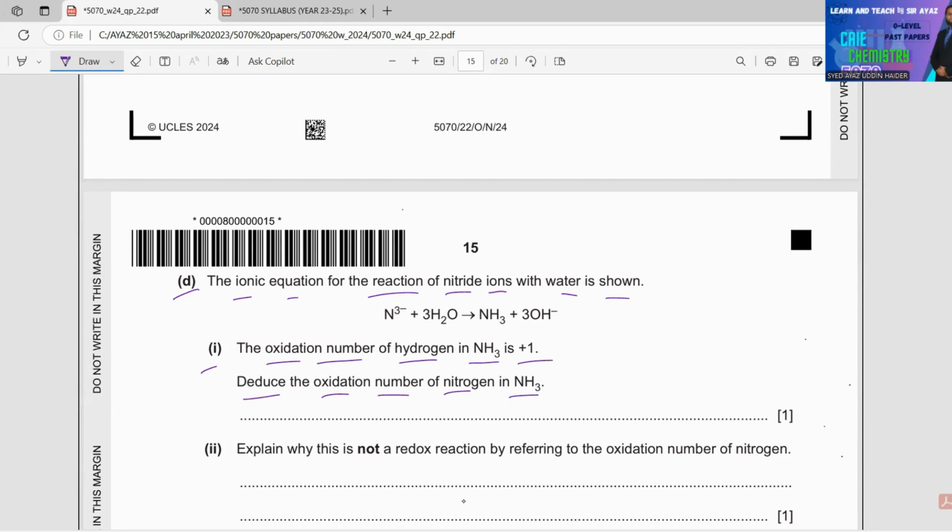Whenever hydrogen is with a non-metal, it must be having plus 1. So x plus 3 equals 0, so it must be minus 3.